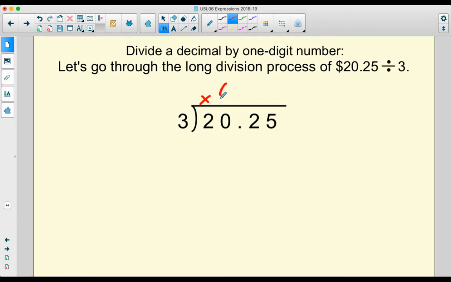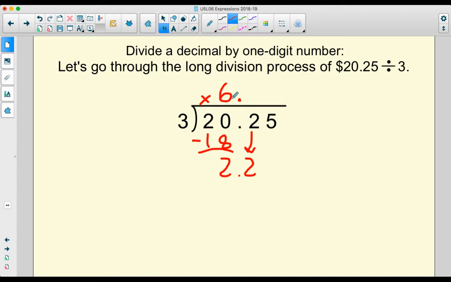There are 6 groups of 3 in those 20. 6 groups of 3 would have used 18 of my ones, leaving me with 2 ones left. Those 2 ones cannot be put into a group of 3, so I'm going to change the 2 ones, or ungroup the 2 ones into tenths, by bringing down the 2 and putting in my decimal point.